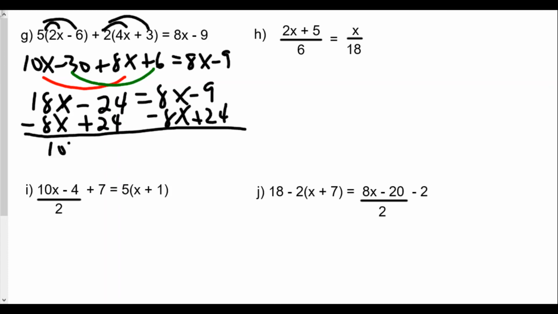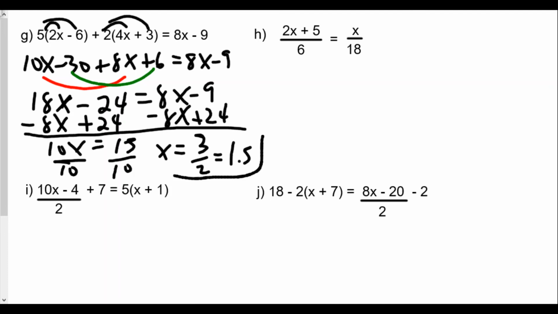So you get 10x is equal to, here we get -9 plus 24 is going to be, I believe it should be 15. Okay, and divide both sides by 10. X is equal to 15 over 10 or 3 over 2, which is the same as 1.5. Or 1.5, that's okay too.